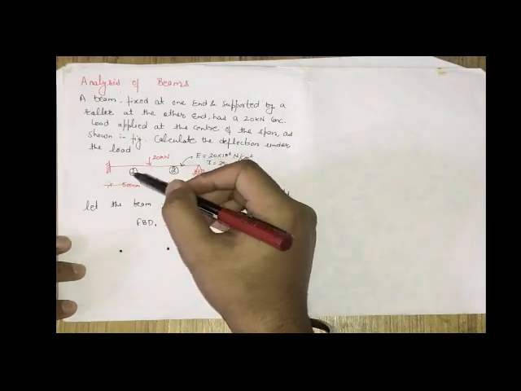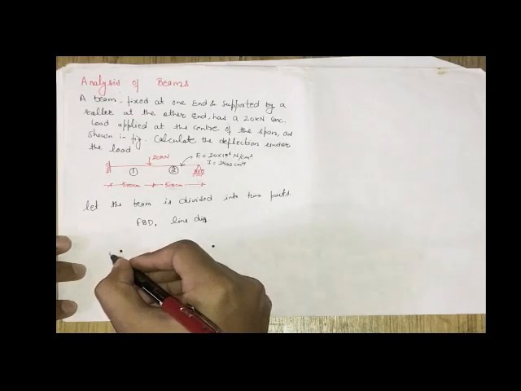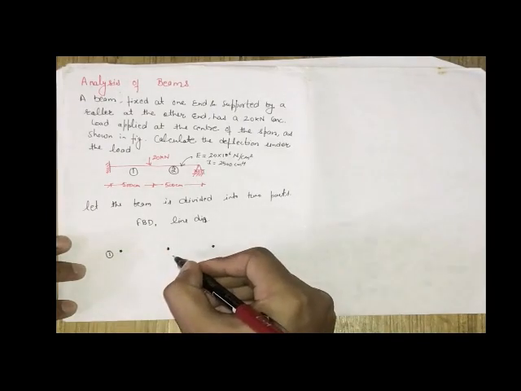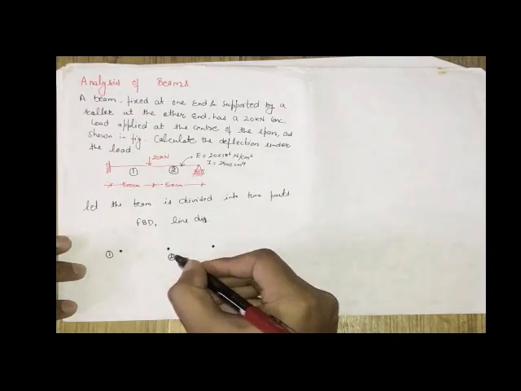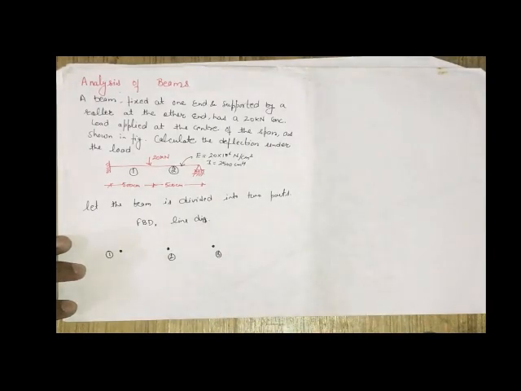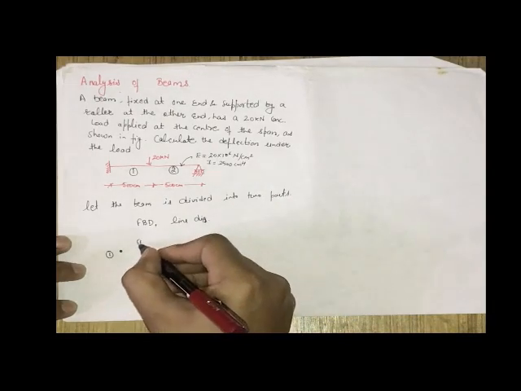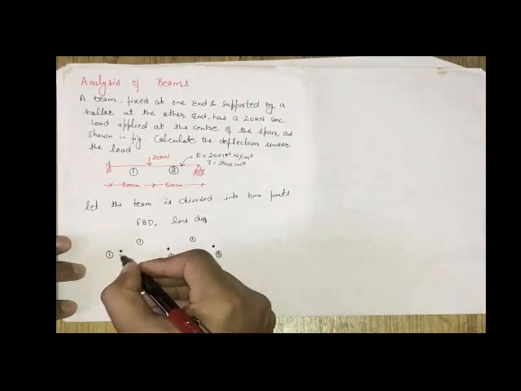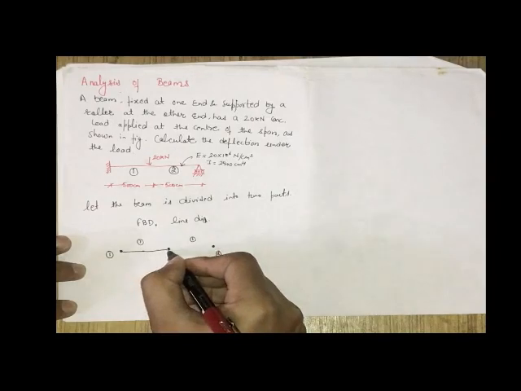Where the beam is fixed, say node 1, where the load is applied, say node 2, and where the roller support is, say node 3. This is element 1 and this is element 2. So we have 3 nodes and 2 elements.